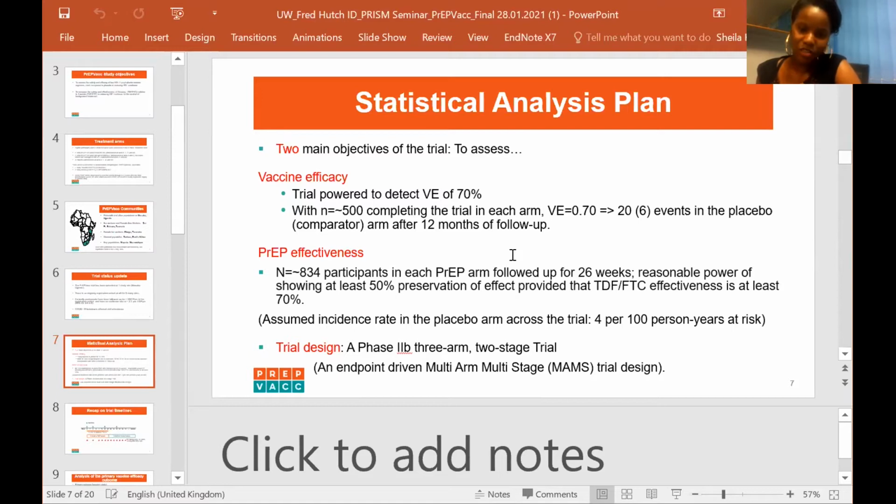Our overall assumed placebo incidence rate for the trial is 4 per 100 person years. The registration cohort has shown about 3.2. We expect to recruit even higher risk participants from the cohort to power the trial at 4 per 100 person years. The overall trial design is a phase 2B, 3 and 2-stage trial. It's an endpoint-driven multi-arm, multi-stage trial.